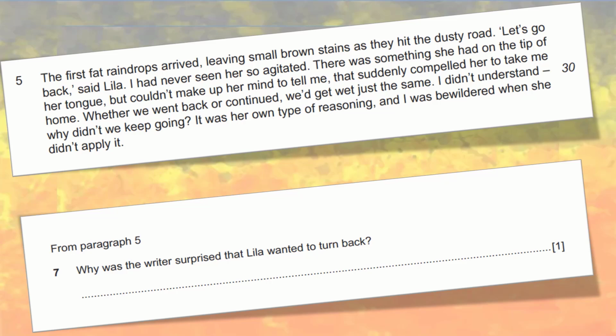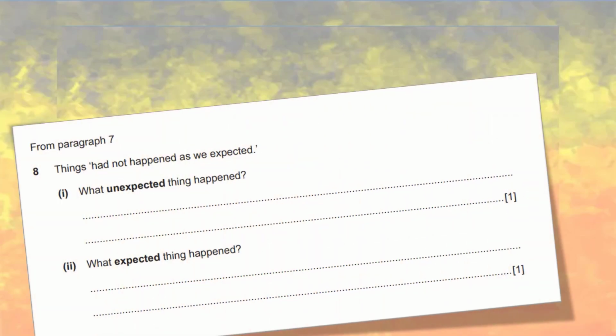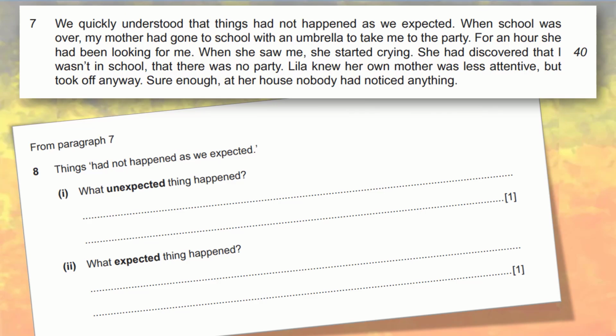Now, paragraph number 7. "Things had not happened as we expected." As usual, a phrase has been given. What unexpected thing had happened? And what expected thing happened? So this we have to see. We quickly understood that things had not happened as we expected, that the plan is a failed one because of the rain, so they have to go back.